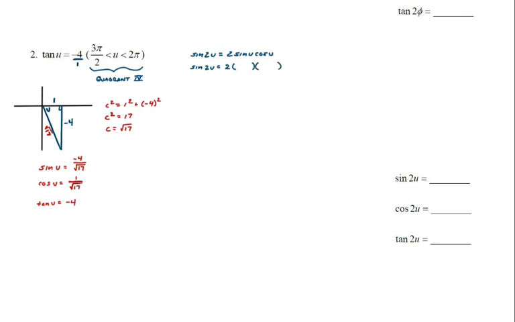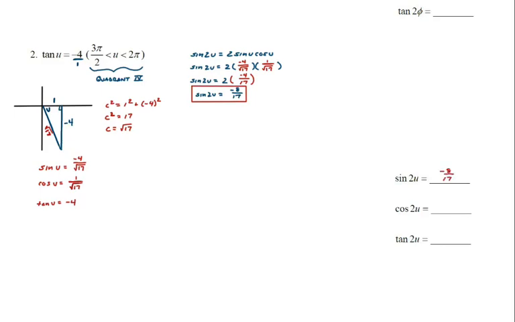I'm going to replace sine of u with what sine of u is equal to in my triangle, and the same for cosine. So I'm going to replace sine of u with negative 4 over root 17 and replace cosine of u with 1 over root 17. Now leaving those unrationalized works out nicely in this case, because I'm going to multiply those two fractions together, multiply across the top and across the bottom. I would get 2 times negative 4 over, and root 17 times root 17 is 17. And then multiplying negative 4 over 17 times 2, I would get sine of 2u is equal to negative 8 over 17.